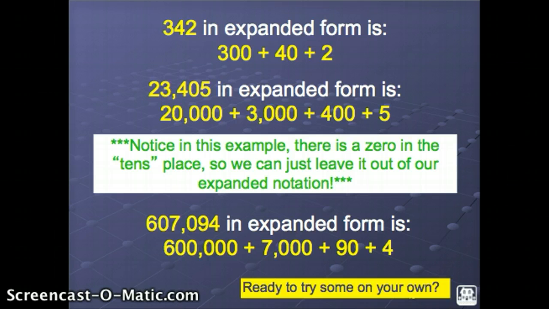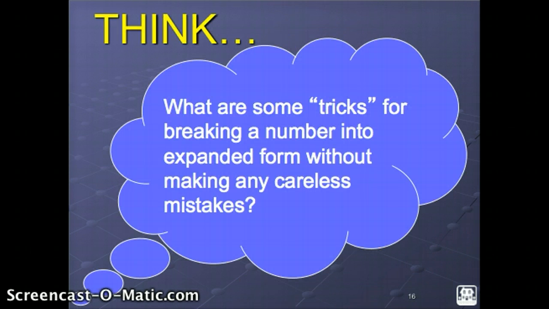In the number 23,405, expanded form would be written 20,000 plus 3,000 plus 400 plus 5. So notice in this example there's a 0 in the tens place, so we just leave it out of our expanded notation. Alright, tomorrow be ready to talk about some tricks for breaking a number into expanded form without making any careless mistakes. You'll be sharing that with your classmates.